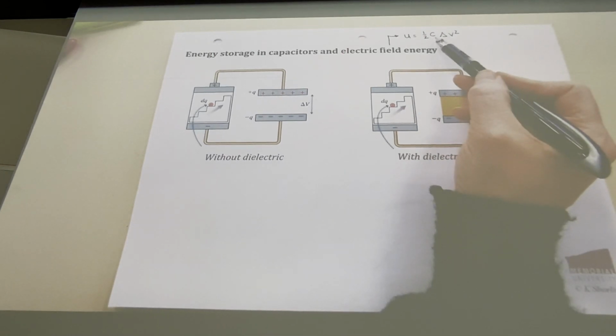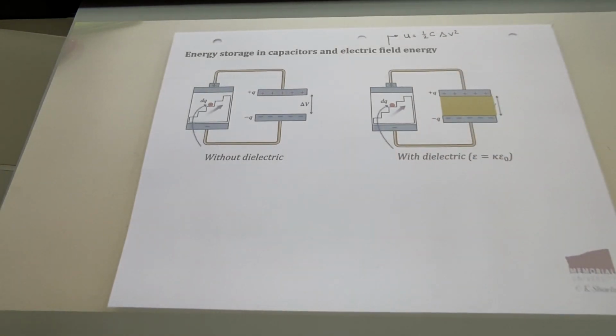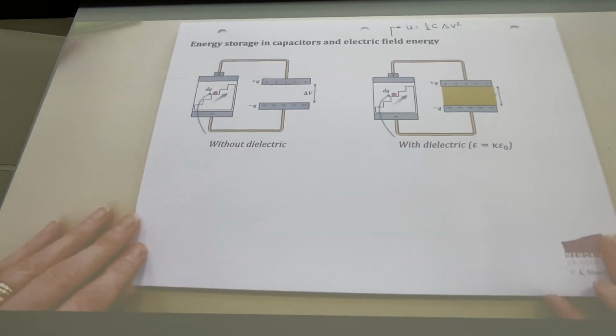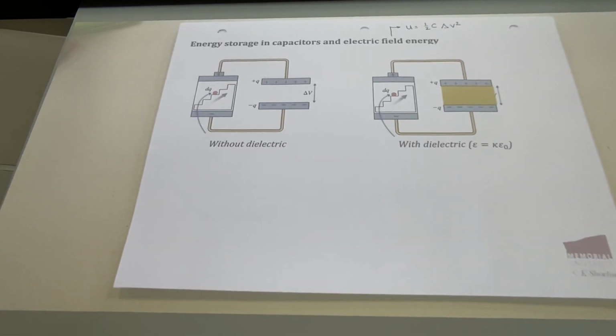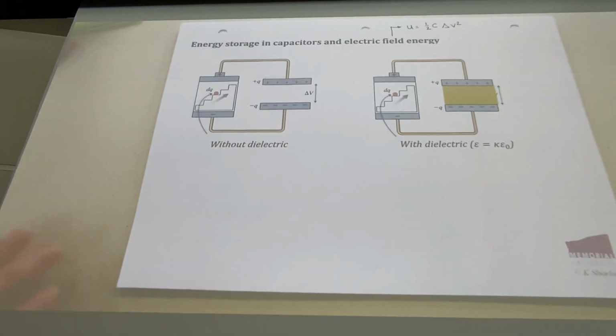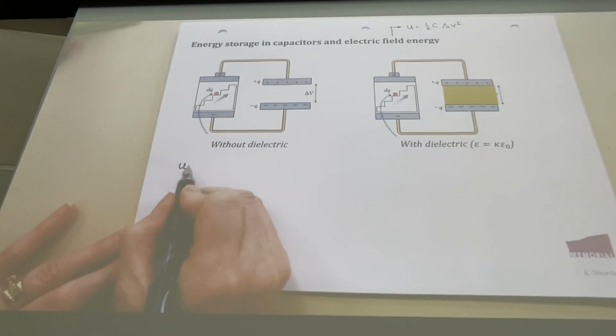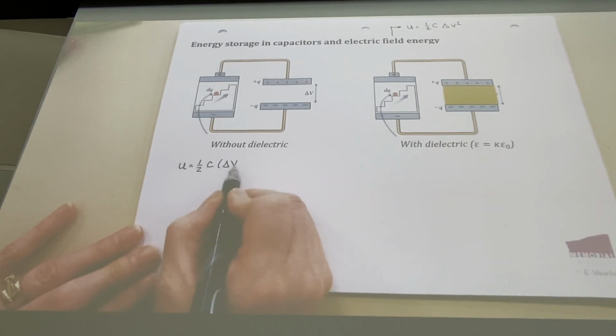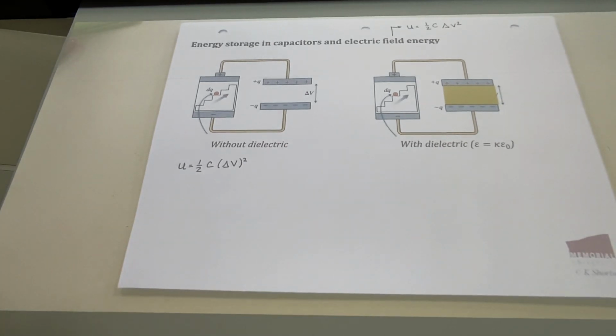Here, because it depends on capacitance, the presence of a dielectric will make an effect. So we're going to talk about the energy with and without a dielectric. So we're going to do both cases side by side just so we see how those are different. So let's start. If we have the capacitor without a dielectric, we might say that U is 1/2 times C times delta V squared. Okay, so that's expression for potential energy in the capacitor.